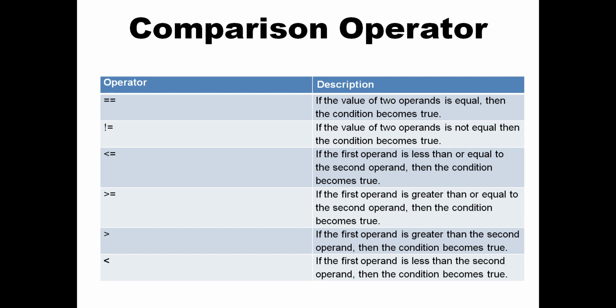Comparison operators. Comparison operators are used to compare the values of the two operands and return boolean true or false accordingly. The comparison operators are described on the screen. We have equal to. If the values of two operands are equal, then the condition becomes true. Not equal to, if the values of two operands are not equal, then the condition becomes true. Greater than or equal to, lesser than or equal to. These are the comparison operators.